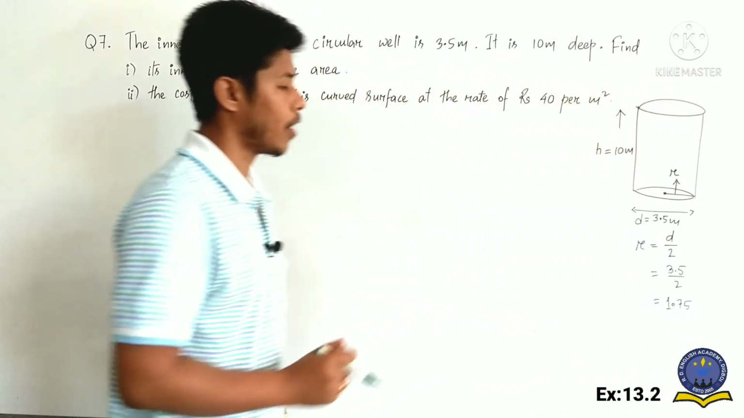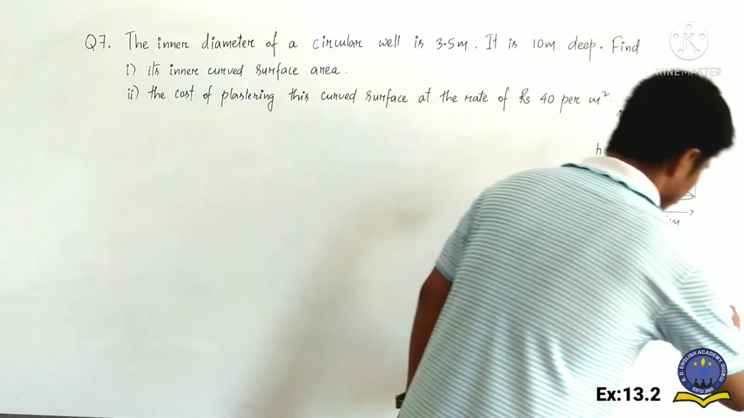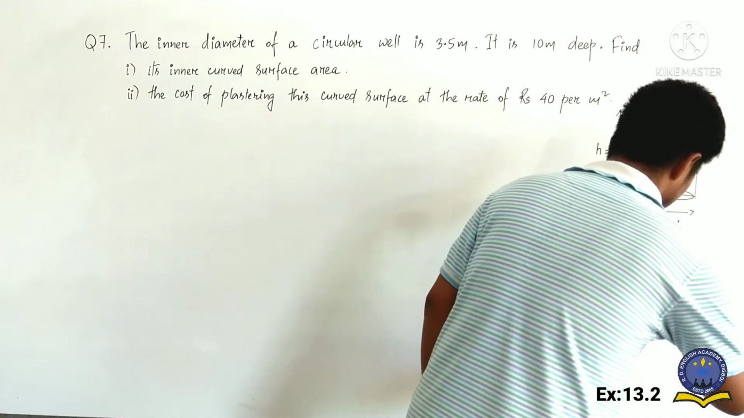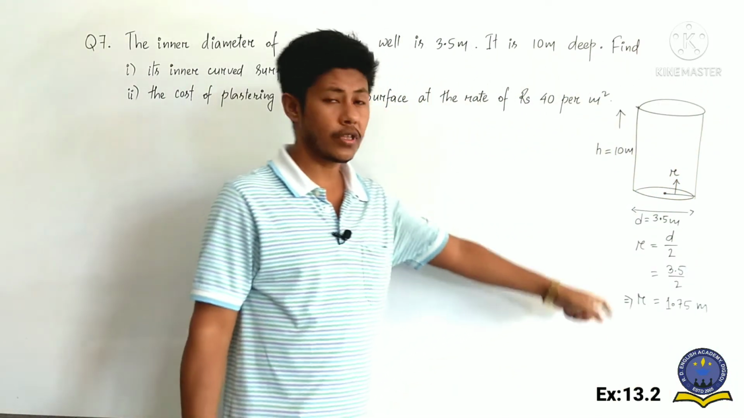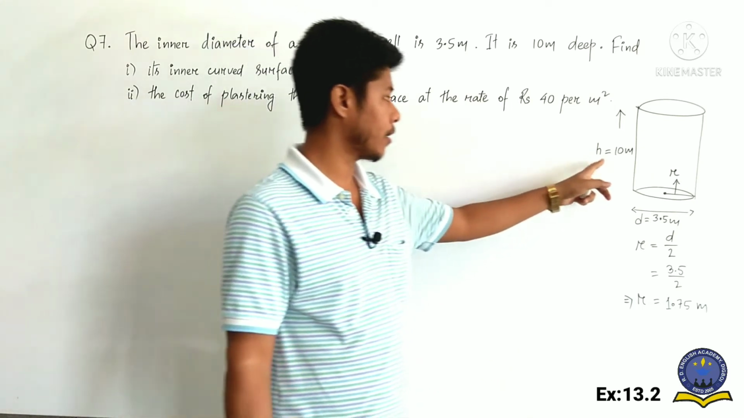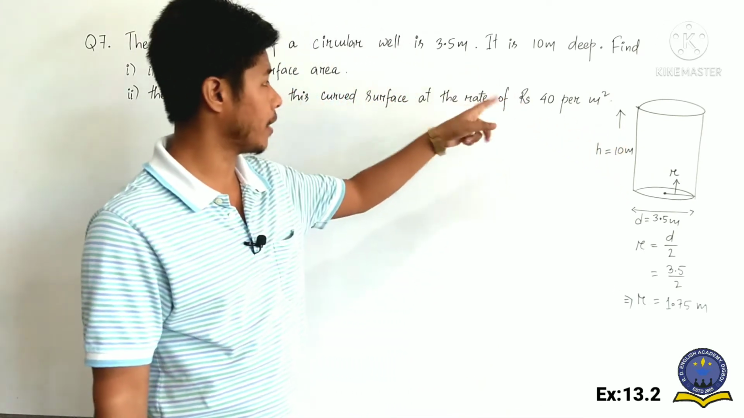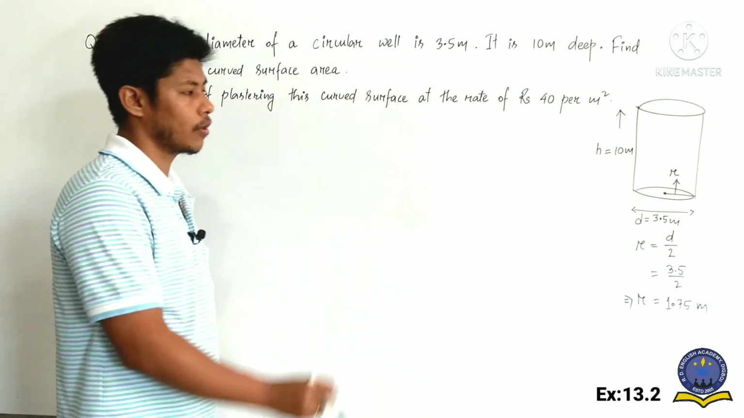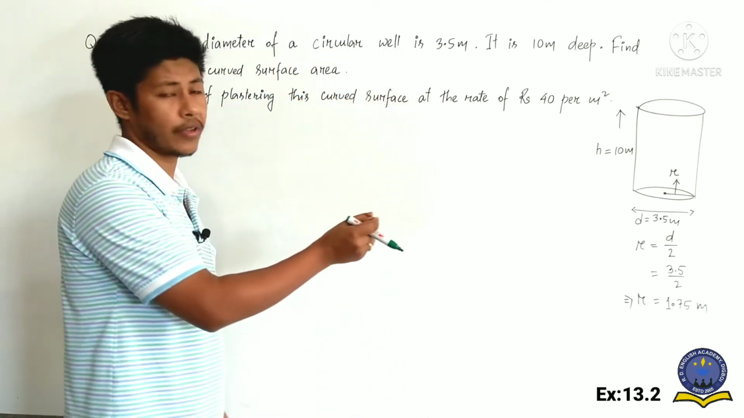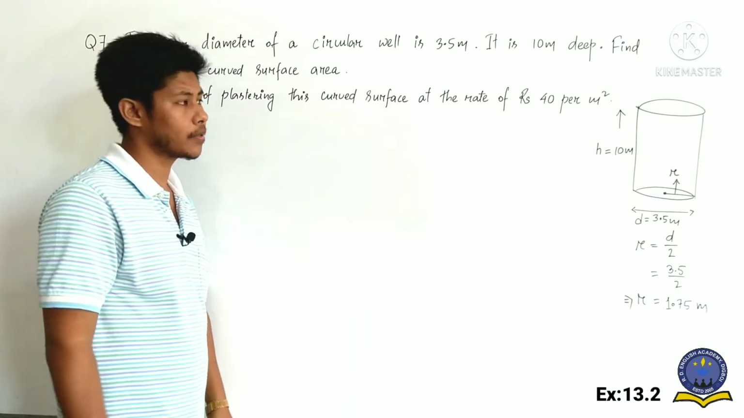Is it clear? 1.75 meter. So this is the radius we get. First of all we have to find the radius. So radius equals 1.75 meter, and the height, which is given as deep, is 10 meter. If we have the height and the radius, we can easily find the inner curved surface area.